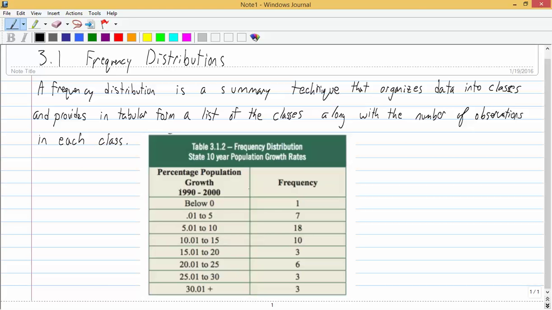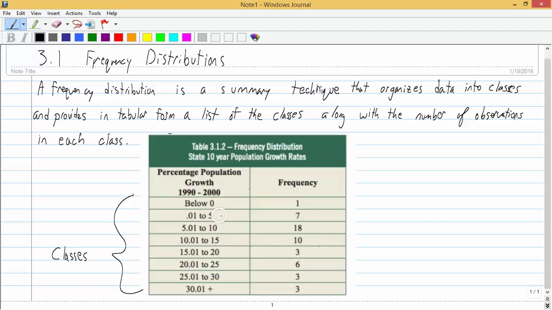And then this would be the percentage population growth over 10 years. It's not just one state, it's all states. And then it tells you how many are in this class. These things listed here are classes. A frequency distribution table will take the number that's in that class and list it.